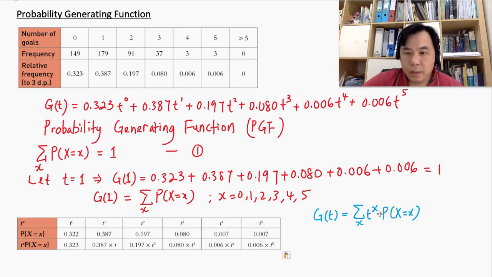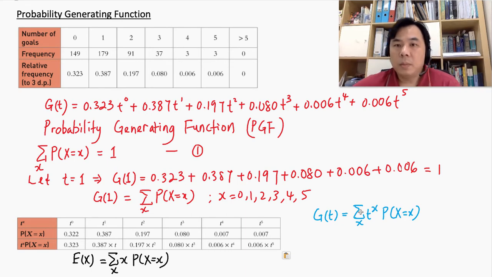Right? And now this format here looks very similar to one of the expected value formulas. So here I'm going to write down a remark just to recall that the expected value formula is given by this. So for all x values, you can see that the form of the expected value here looks very similar to the probability generating function that we have obtained here.